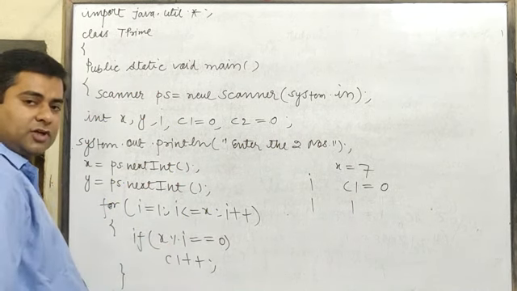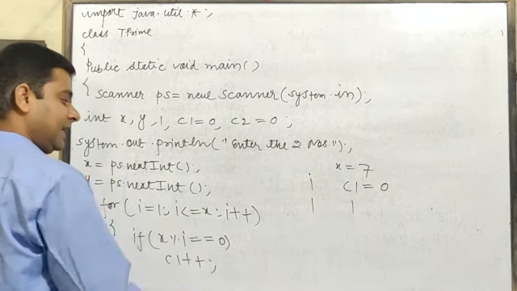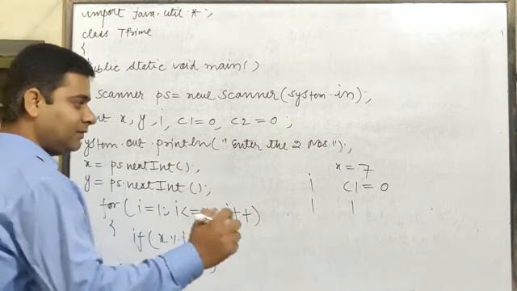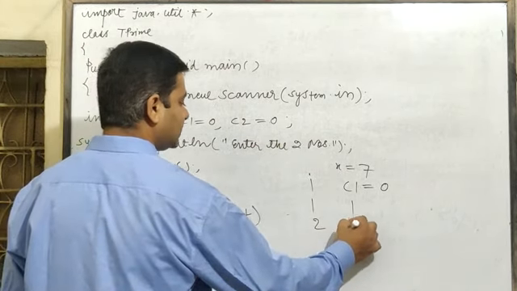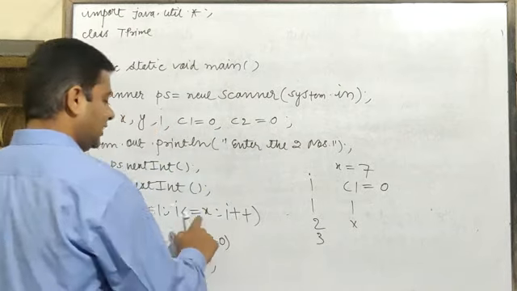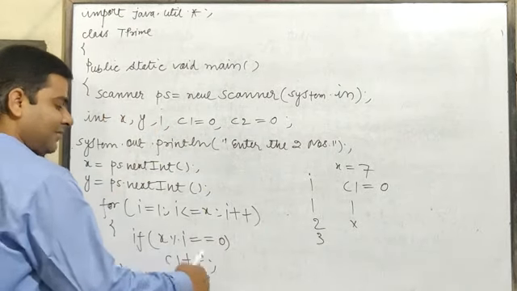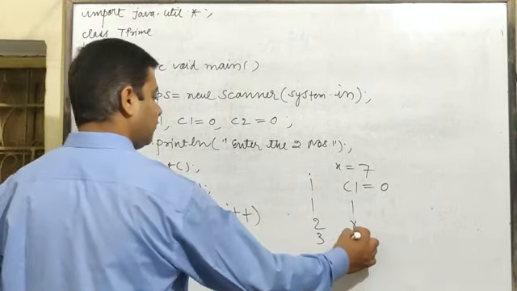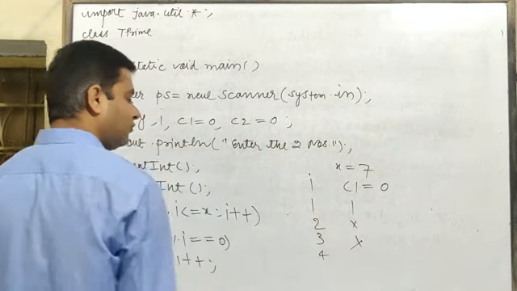7 minus 2 equals 0. Condition false. Then again I plus plus, it will be 3. Condition is false. Then I plus plus, 3. 3 less than equals 7. Condition true. 7 minus 3 equals 0. Condition false. I plus plus, 4.